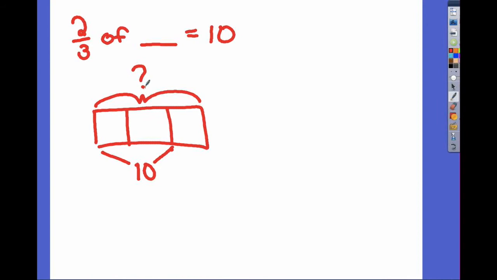Well, we know that 2/3 of something equals 10. So that means if you take the 3 boxes, you have 2 out of the 3 boxes equals 10. Well, how are we going to find out how much each box equals? We have 2 boxes that equal 10. So how am I going to figure out? Divide what? 2/3, 3 into 10. Do all 3 boxes equal 10, or how many equal 10?